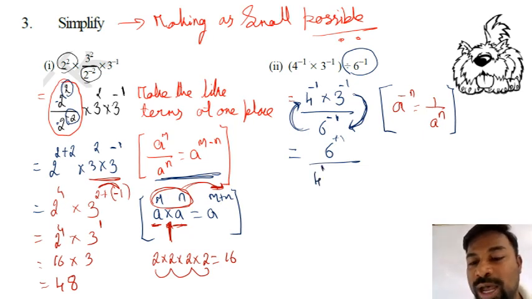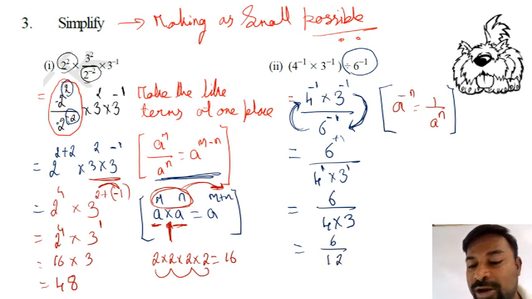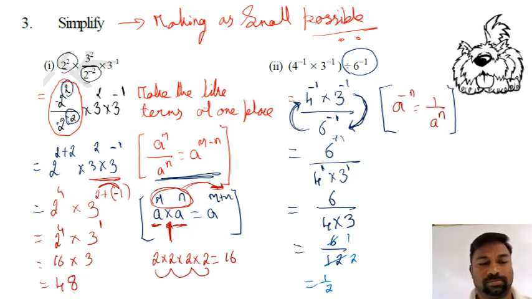So 4 to the power 1 into 3 to the power positive 1. So the negative powers became positive powers. Now if you simplify, 6 to the power 1 means 6, and 4 into 3, we don't need to write it out, is 12. So 6 by 12, and if you simplify, 6 ones are 6 and 6 twos are 12, it's nothing but 1 by 2. So this is how we are going to deal with the simplification of these two.